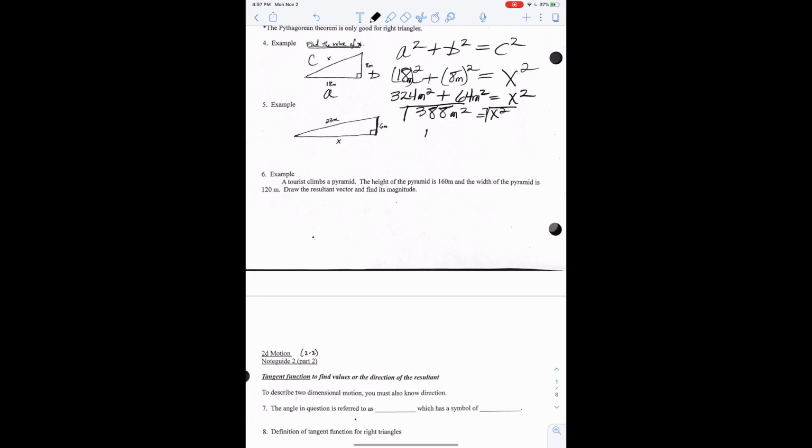And notice the square meters get square rooted, so we're left with meters. And this is equal to x.